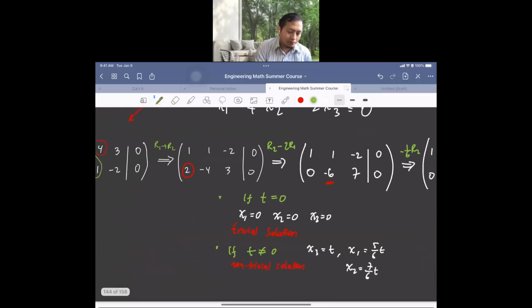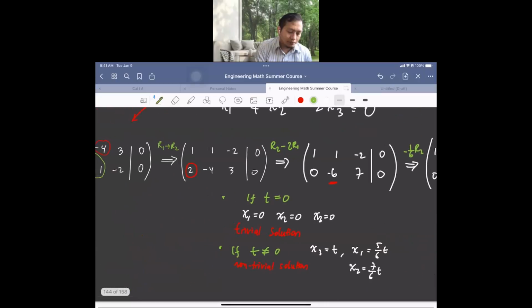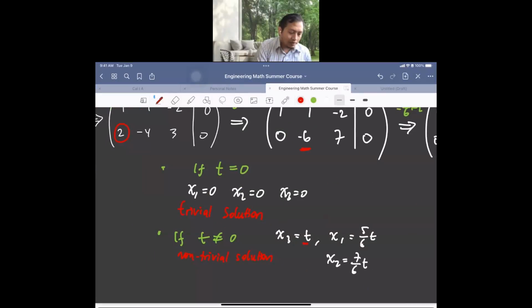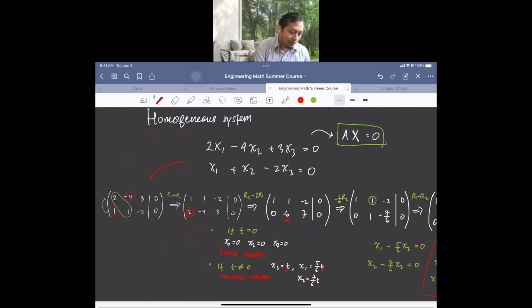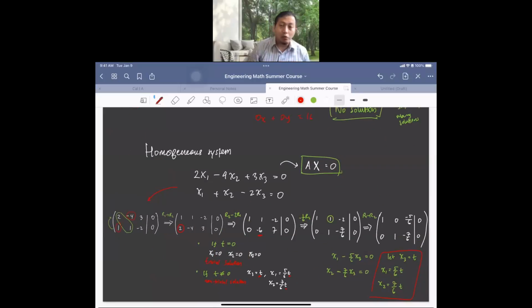This one we can also call a non-trivial solution. So if we take one variable as t, then the other one has this t also. And if we take this t as 0, of course, the other variable will be 0, and that is our trivial solution. It seems kind of the same as a singular solution in differential equations, right? Okay. So that's a homogeneous system.